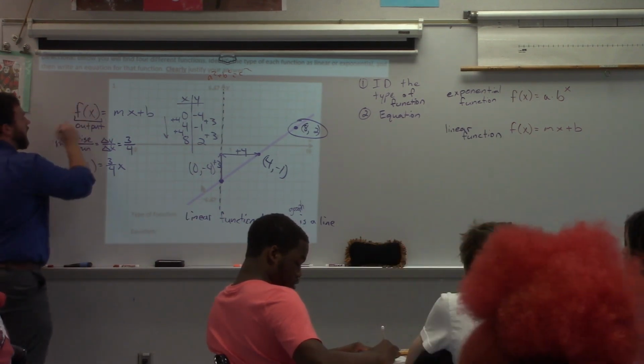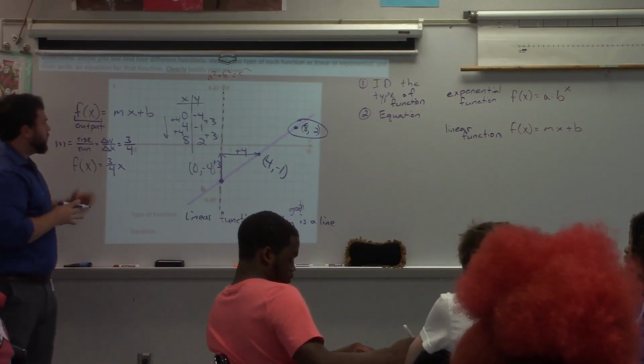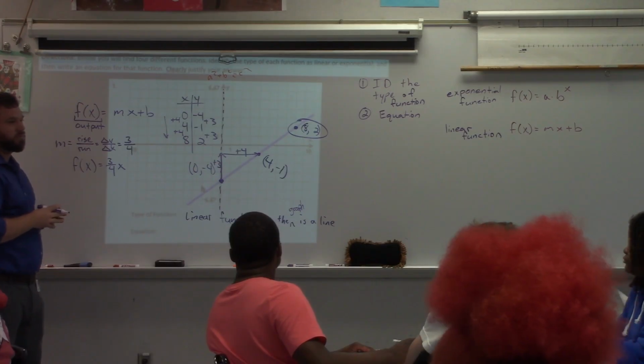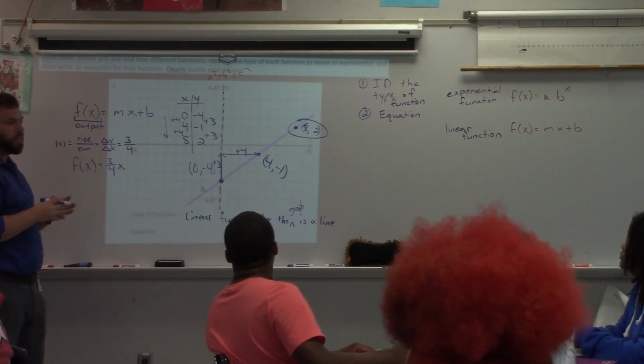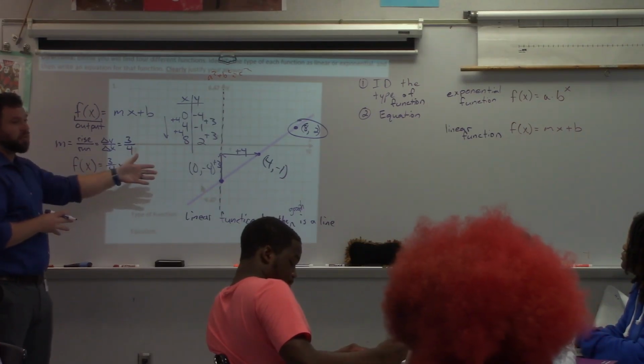Okay. Now, what am I still missing? I'm using my equation to help me. Oh, you missed your lead. My b. Y-intercept. Yep. I can see that y-intercept either on the graph or in the table.